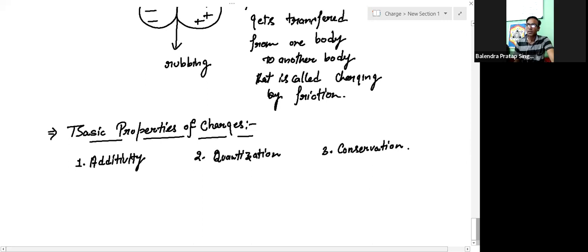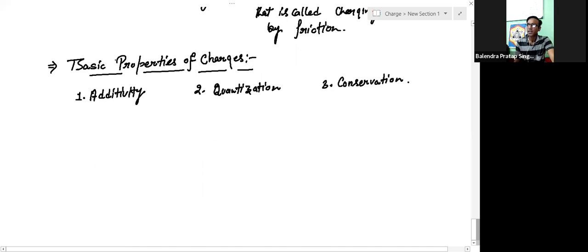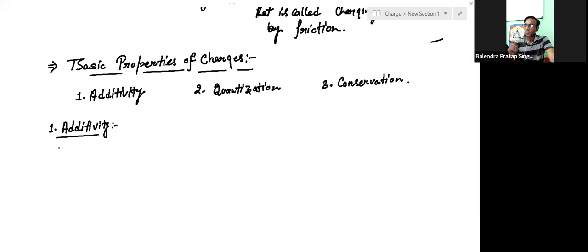Okay, so let's start with the first property, which is additivity. So what is the additivity property? Charge is a scalar quantity. So just as you add mass, you just add charges.